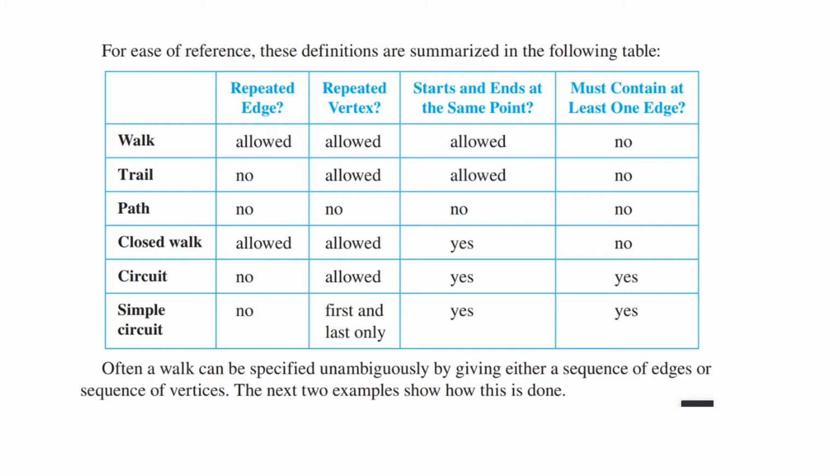For ease of reference, these definitions are summarized below, and this allows you to determine what is a walk, a trail, a path, a closed walk, a circuit, and a simple circuit. You can see that there are differences among them. Often a walk will be specified unambiguously by giving either a sequence of edges or vertices. But make sure that you save this in your notes before you go on, because I will be asking you to use this in a later example.